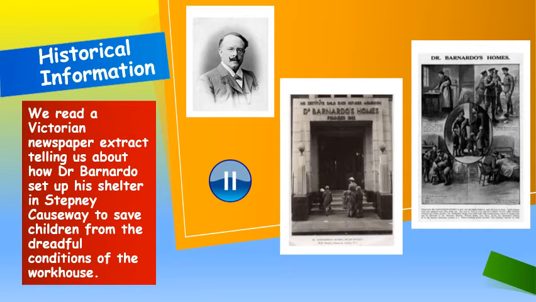Do you remember Hannah and John in our fiction section of the Runaway story? We read a Victorian newspaper extract telling us about how Dr. Barnardo set up his shelter in Stepney Causeway to save children like Hannah and John from the dreadful conditions of the workhouse.